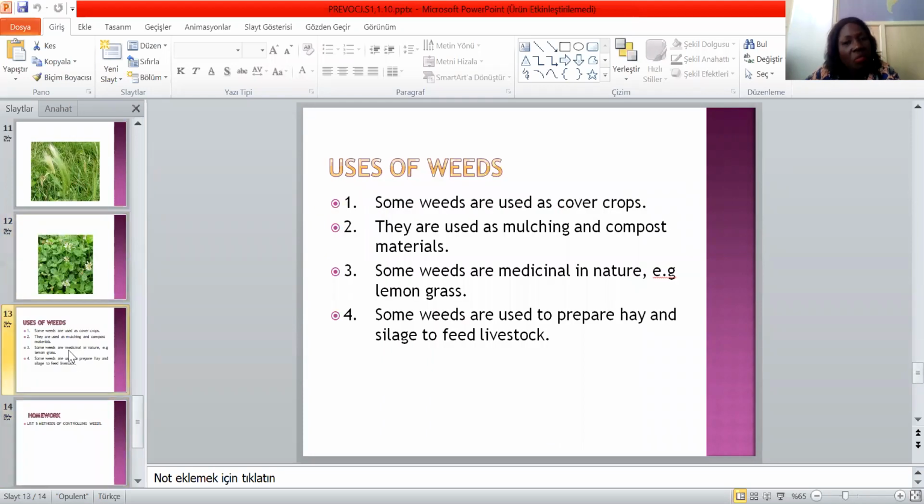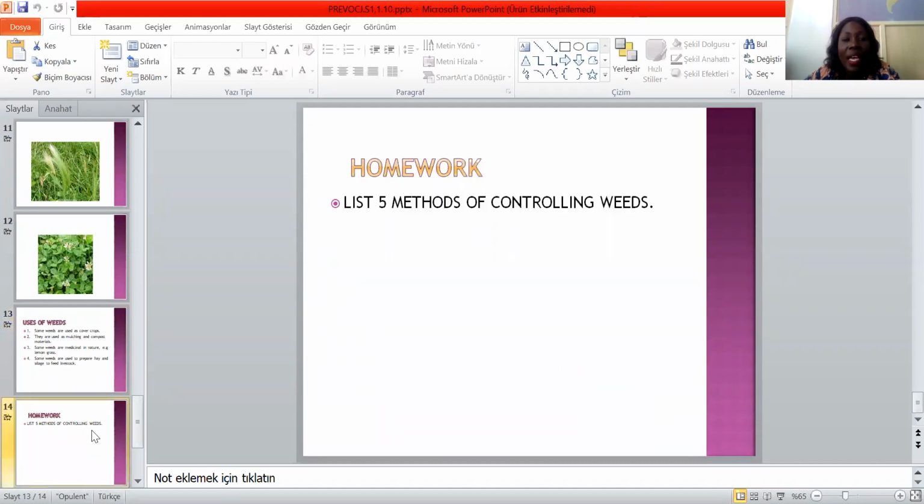Uses of weeds: they are used as cover crops, they are used as mulching and compost materials. Some of them are medicinal, e.g. lemongrass, to treat malaria. Then the last point is some of them are used to prepare hay and silage to feed farm animals. So I think my time is up.